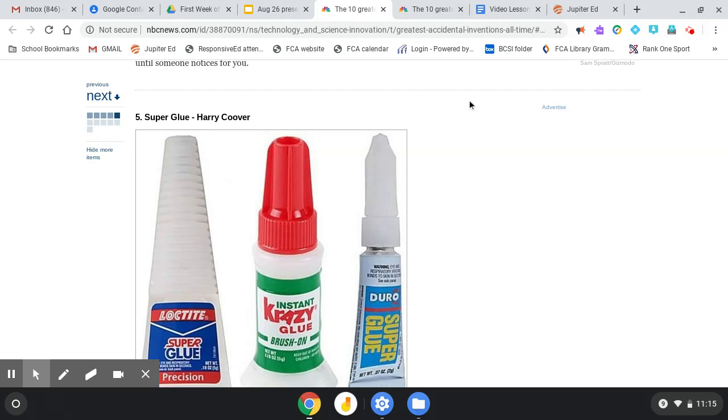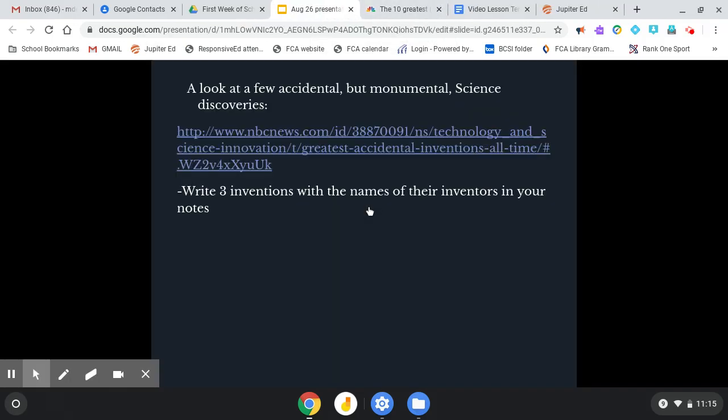or super glue. So those are just a few examples of inventions that were an accident, but ended up being extremely helpful later on.